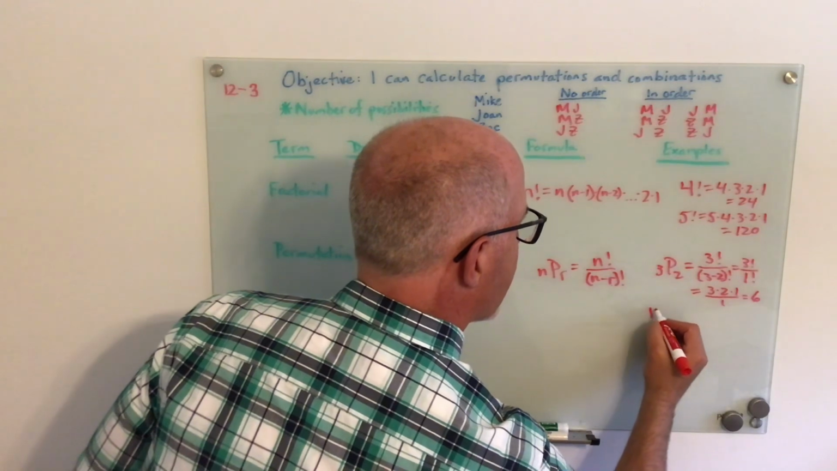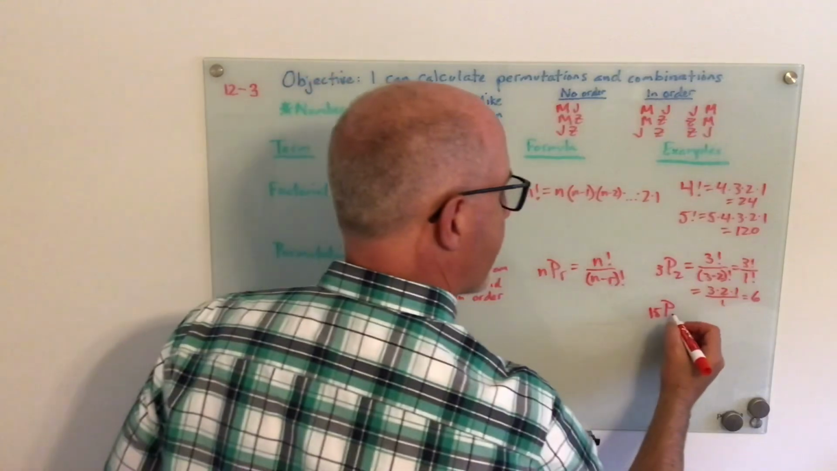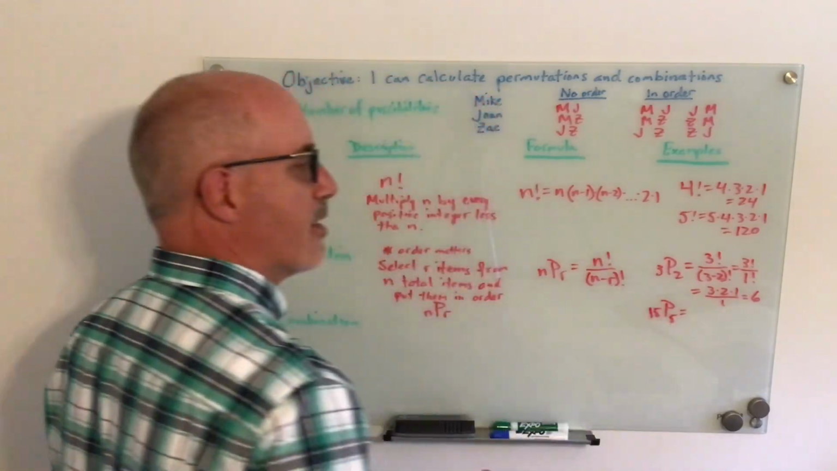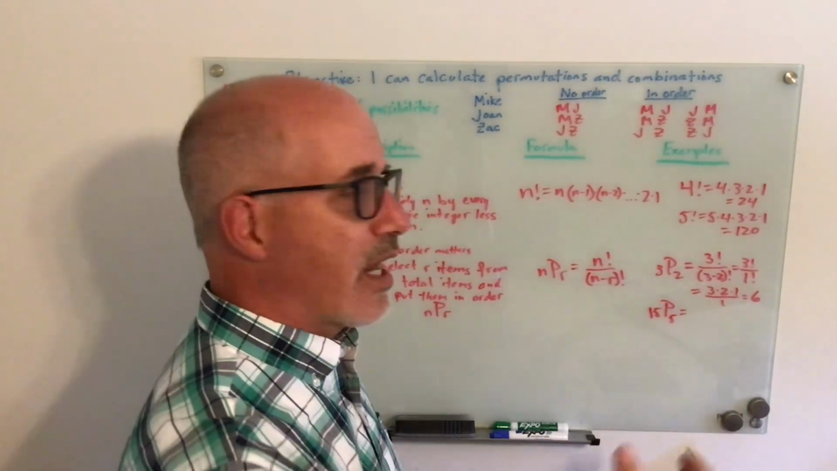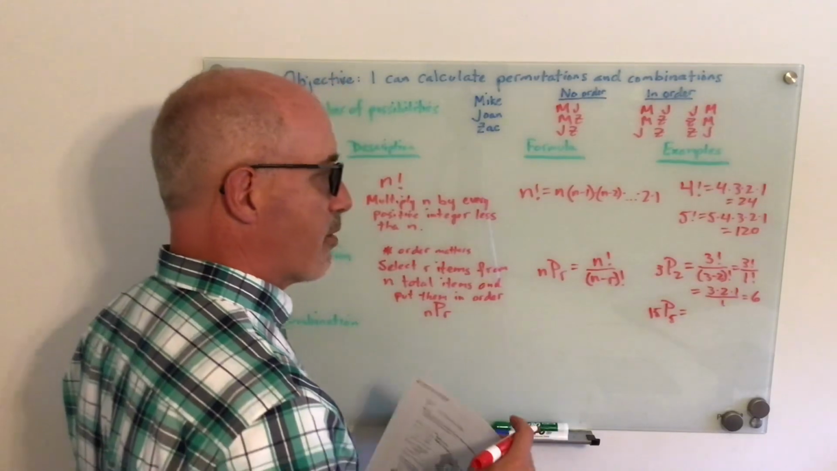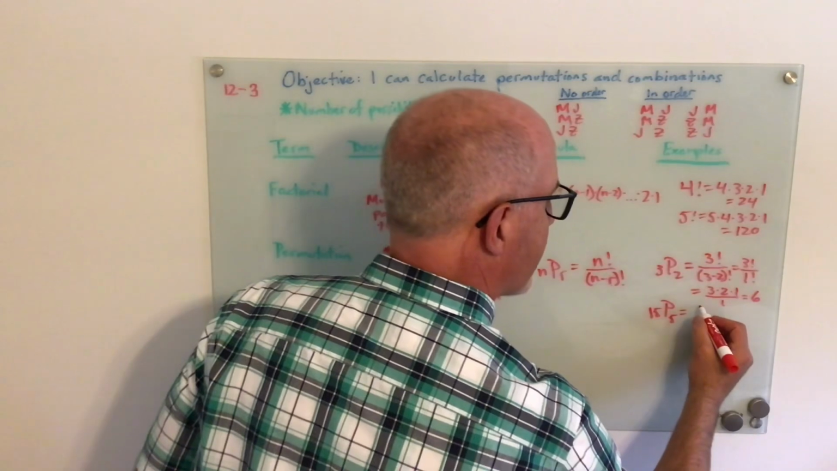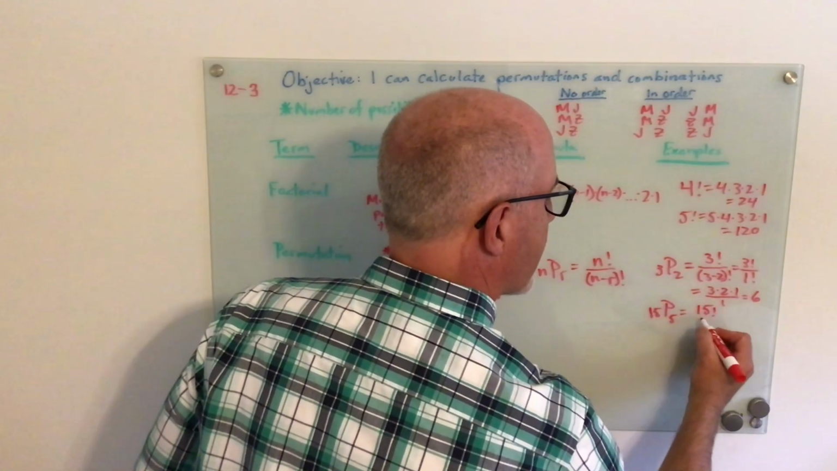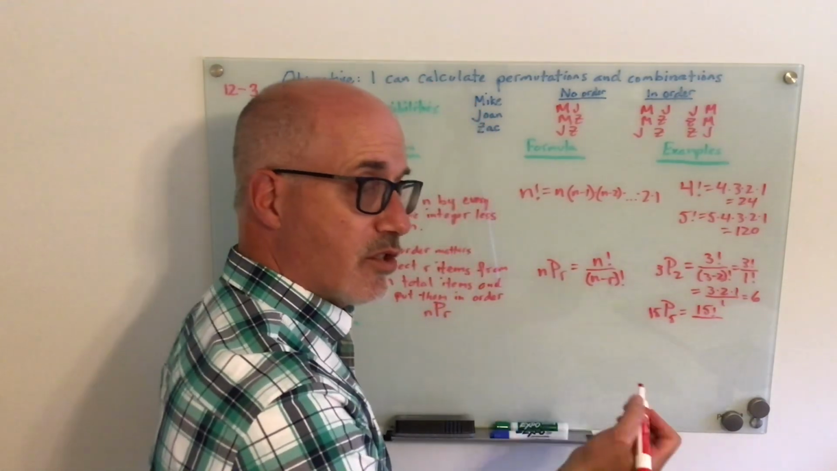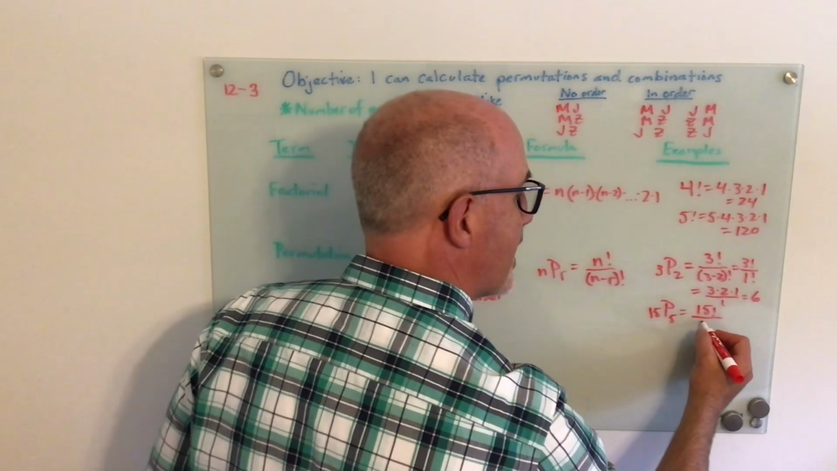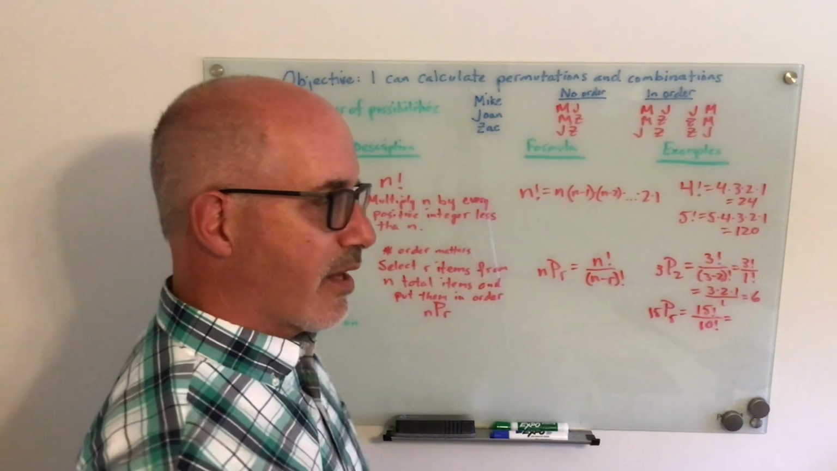We're going to do 15 P 5. That's a big group of 15 items. We're going to pick 5 and put them in order. How many different ways could we do that? It's going to be a pretty big number. So on top we do 15 factorial, and on the bottom 15 minus 5, which is 10 factorial. Now I'm going to show you a shortcut for doing these.